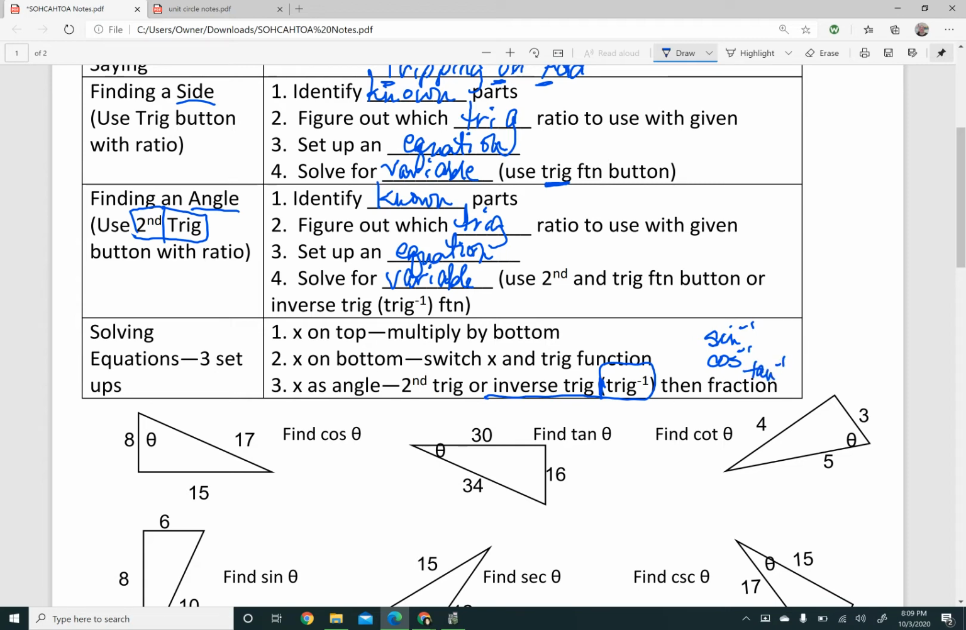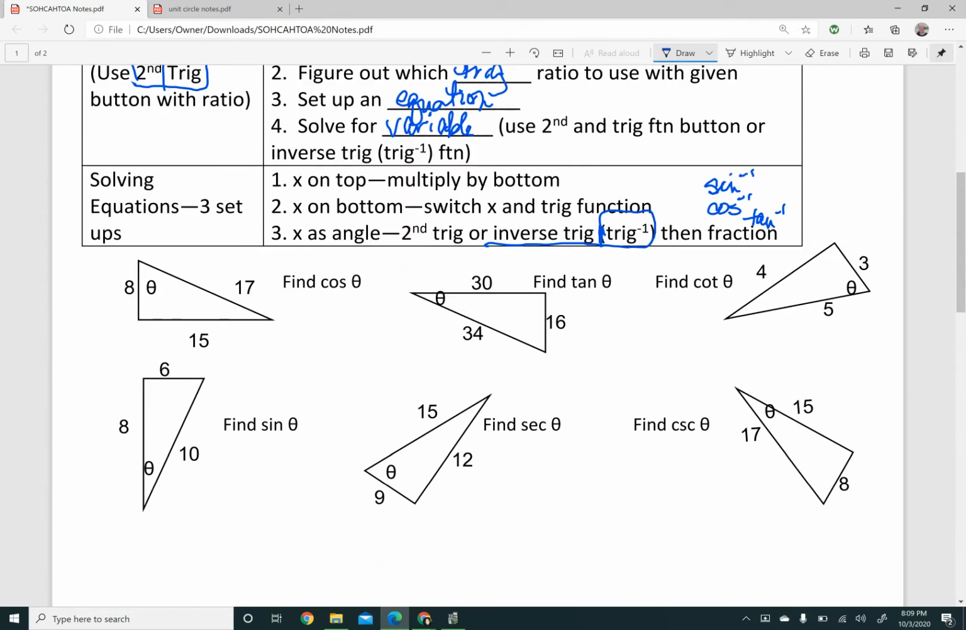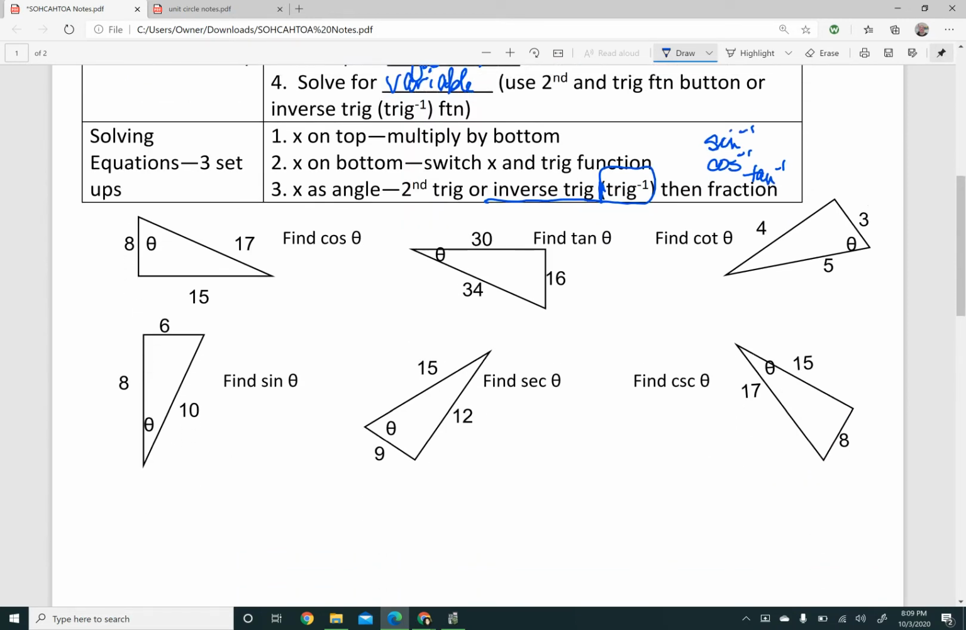Okay, so let's look at some of these. If you're finding cosine of theta, first always identify the sides. So this is the opposite side. There's the right angle, so this makes this the hypotenuse. This makes this the adjacent. So the cosine is adjacent over hypotenuse. So the cosine of this would be 8 over 17.